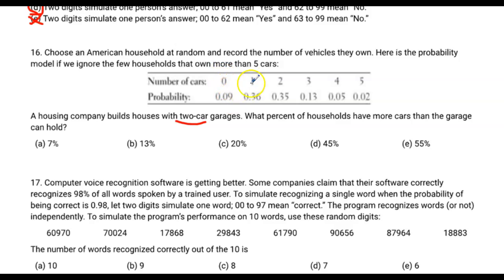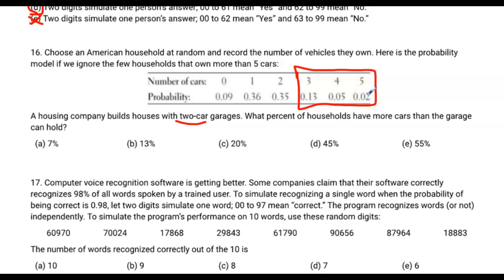Well, 0 is going to work. 1 is going to work. 2 is going to work. But 3, 4, and 5, these households have 3 or more cars. That means they're not going to fit inside of the garage. So 0.13 plus 0.05 plus 0.02.